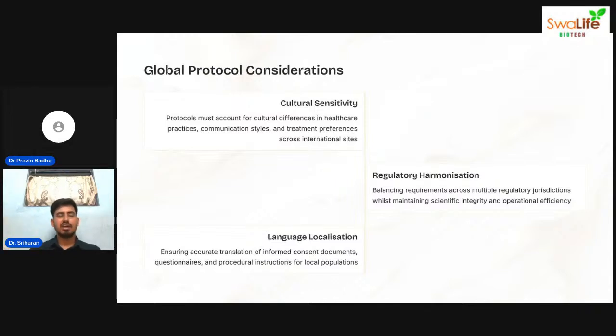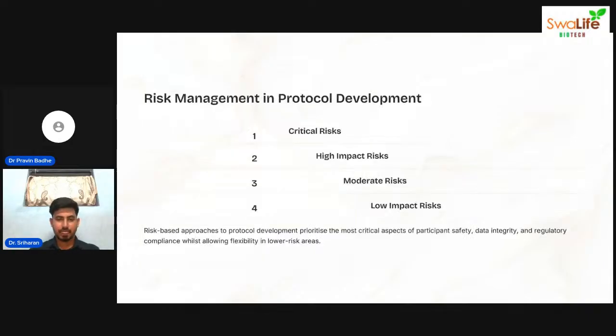In India, English alone is used. In Russia or China, their forms are majorly in their national language, like Chinese and Russian. So language localization takes place.